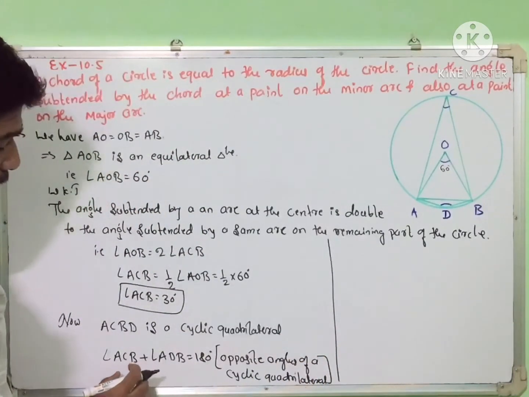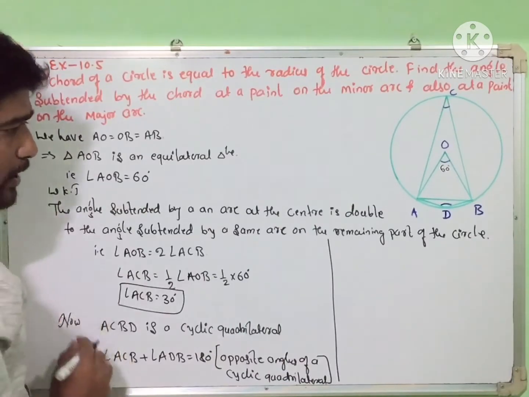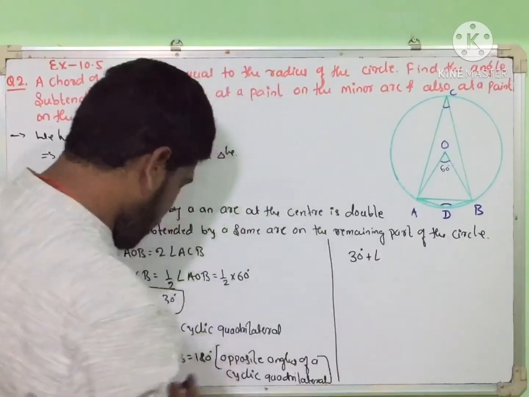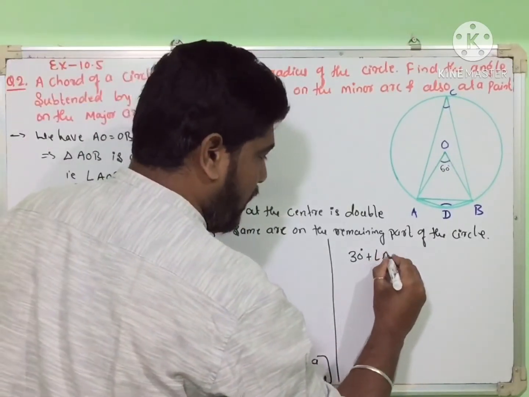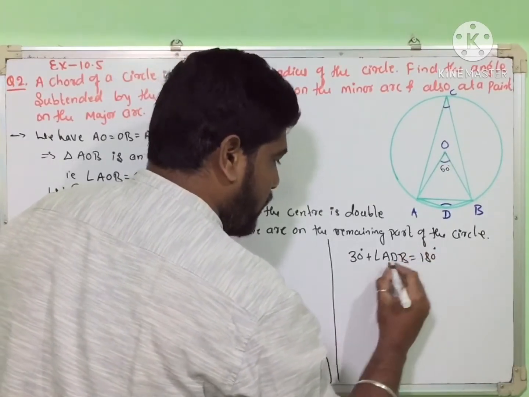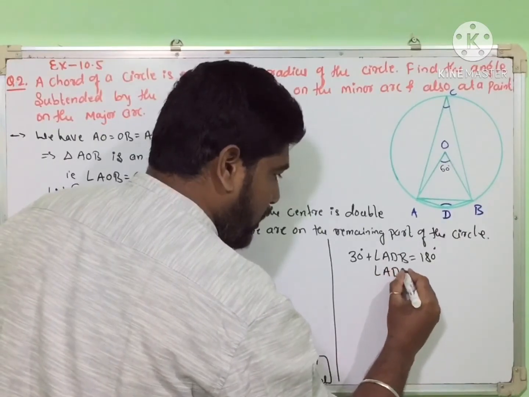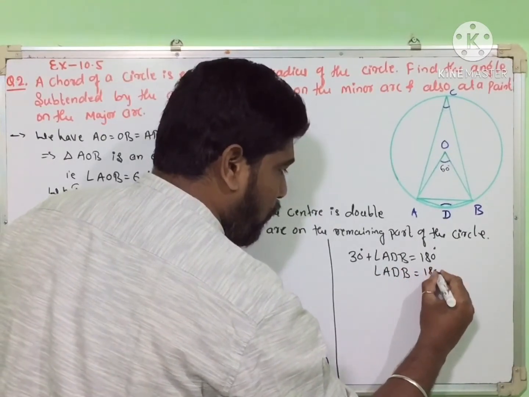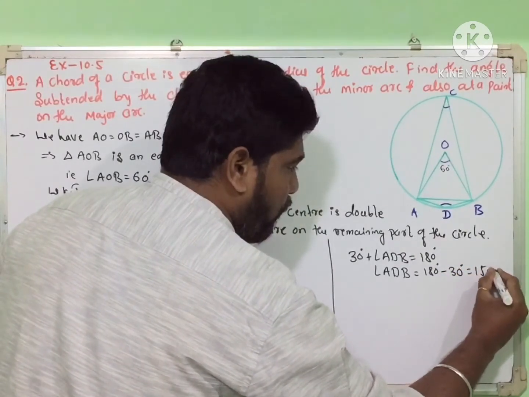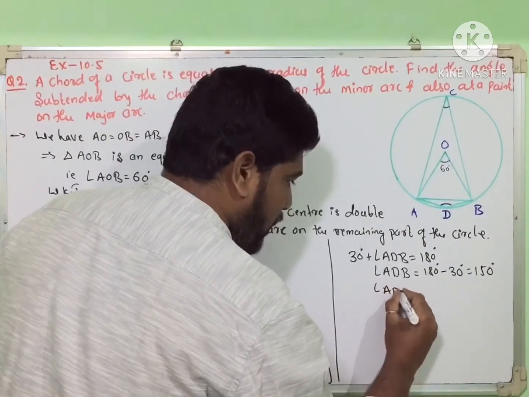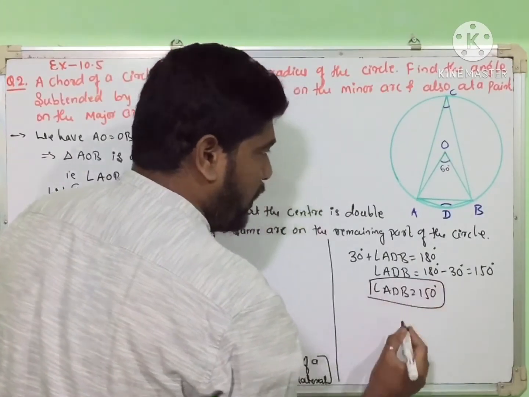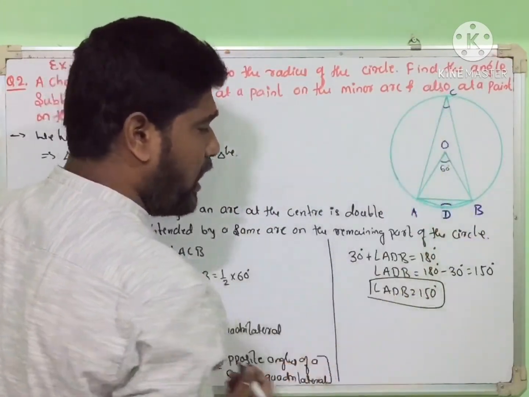So now here we know that the angle ACB is 30 degree plus the angle ADB as it is, this is equal to 180. Then the angle ADB is equal to 180 minus 30 degree, we got 150. The angle ADB is equal to 150, right? So this angle is 150 and this angle is 30 degree.